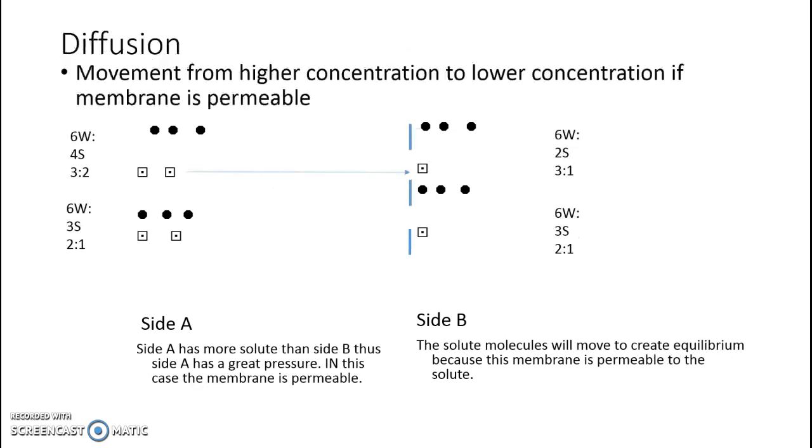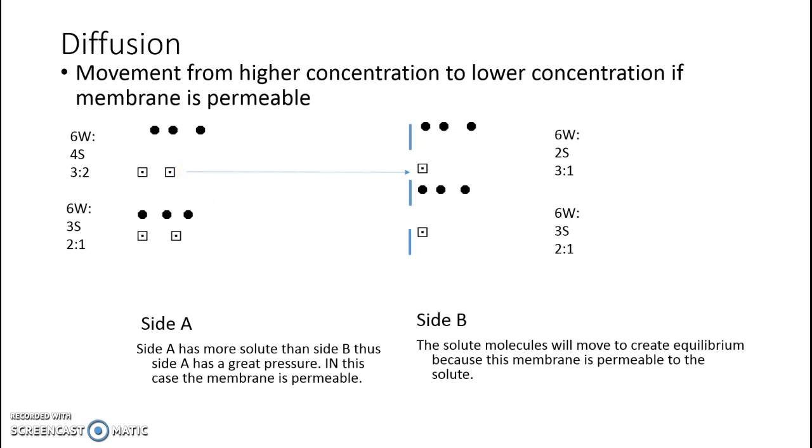Okay, the next slide then looks at diffusion. Diffusion is movement from a higher concentration to a lower concentration as the membrane is permeable. So we can actually use the same example, only now we have a membrane, and that's what this dotted line depicts. Now we have a membrane in the middle that is permeable to solutes. So in this case, side A has more solutes than side B. Thus side A has a greater pressure.